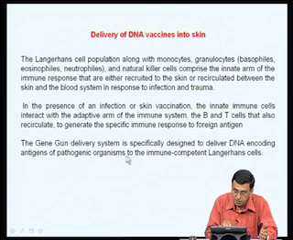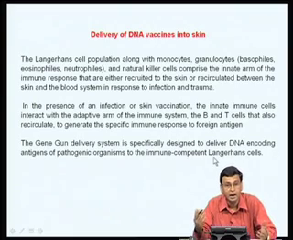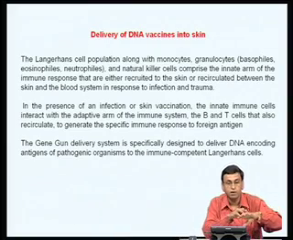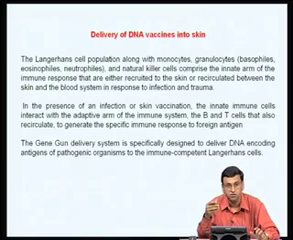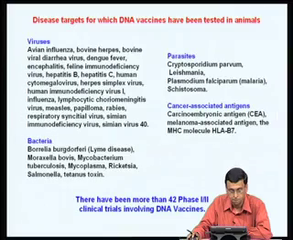So, the gene gun delivery system is specifically designed to deliver DNA encoding antigens of pathogenic organisms to the immune competent Langerhans cells. So, that is why intradermal immunization or intradermal delivery of genes was found to be much better than intramuscular immunization as far as genetic immunization or DNA vaccination was concerned.